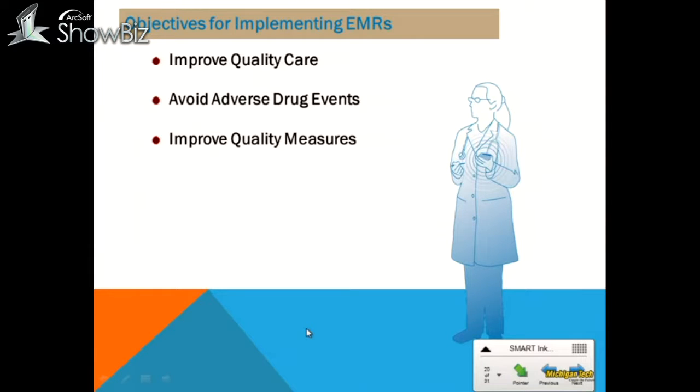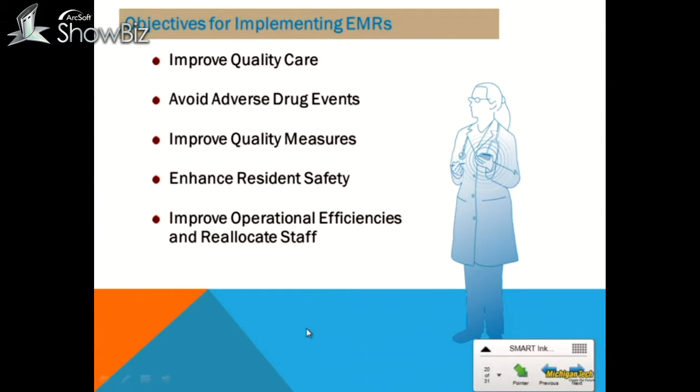Also, the third is to improve the quality measurements. We'll just go a little faster because we don't have time. Enhance resident safety. This is the same as the drug issue. Also, improve operational efficiency and reallocate staff. That's easy to understand. Because based on the EMR, we can get the information on resources for the patients. We can get who does what.